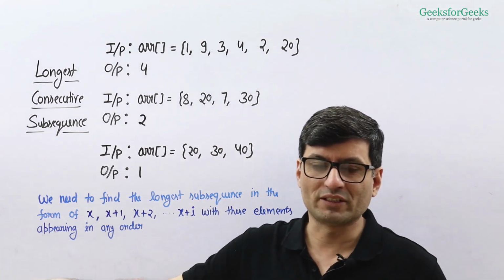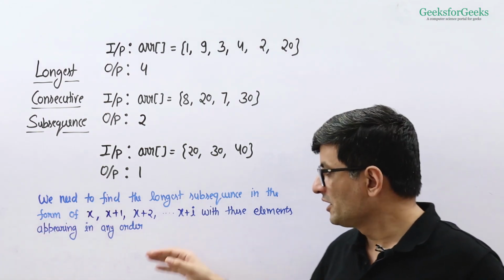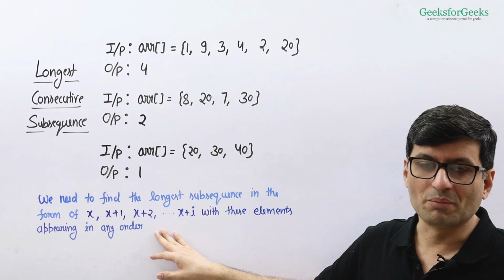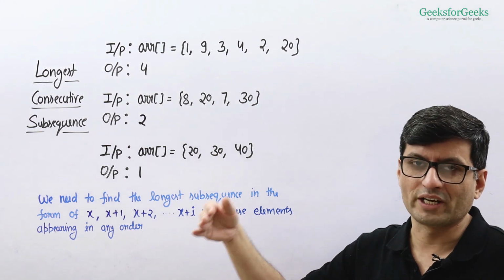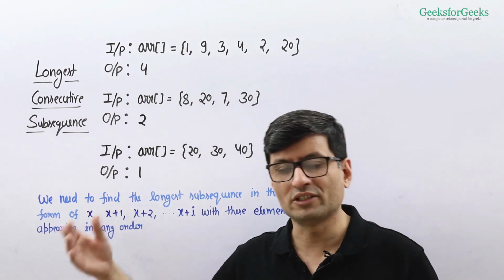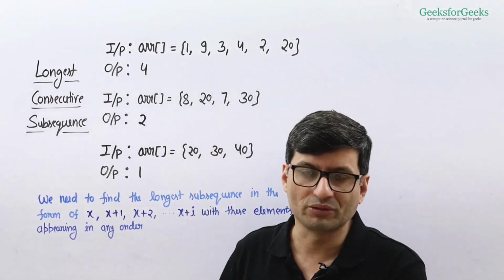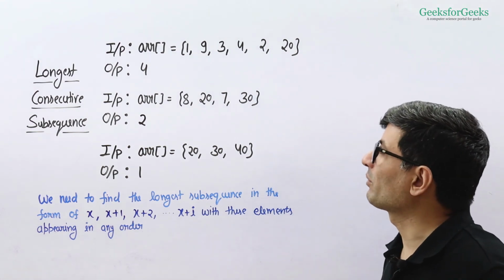Elements like 3, 4, 5, 6, 7, or minus 1, 0, 1. And these elements in the subsequence may appear in any order. You may have 5 first, then 4, then 3. It's still a consecutive subsequence. Let's understand the problem with these examples.